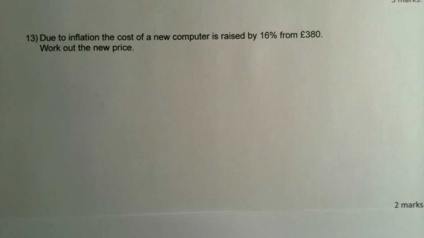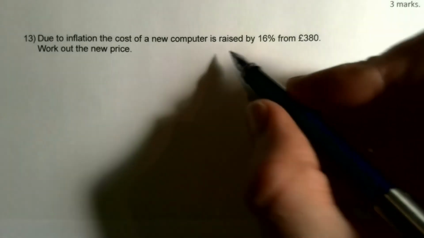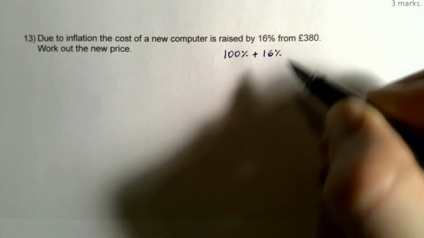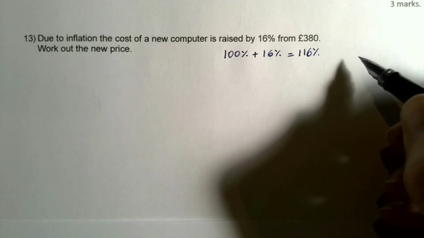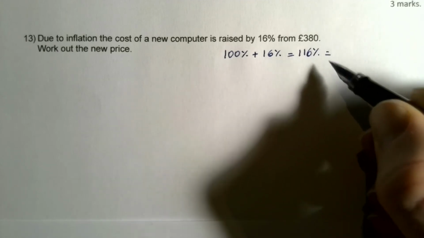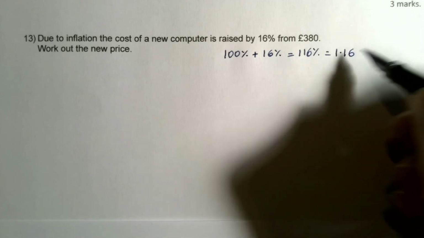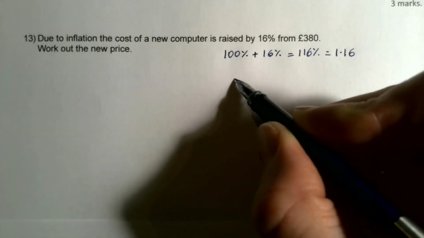Okay, we're nearly there, folks. We've just got 2 questions to go. So due to inflation, the cost of a new computer is raised by 16%. Work out the new price. Now you could do this by finding 16% and adding it on, but I'd like to remind you that you could also do it by thinking that if I increase the whole of something by 16%, I've now got 100 plus 16 makes 116%. And the percentage symbol just means divide by 100. So 116 divided by 100 is 1.16. So I want 116% of 380.